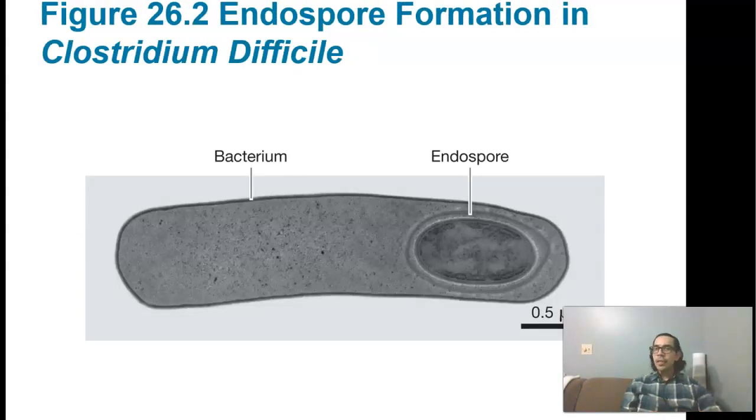The endospore is almost like a dormant phase that allows it to be resistant to things like UV radiation, high temperatures, or antibiotics. Then when favorable conditions return, the cell resumes growth.